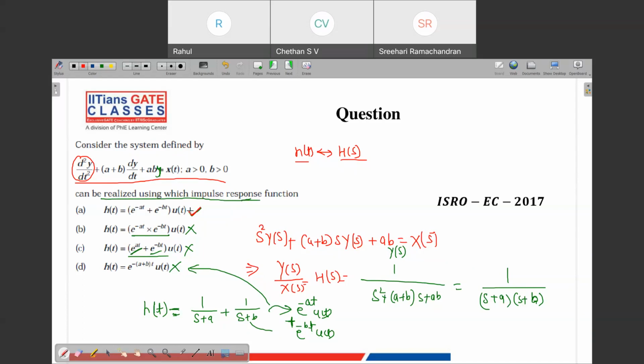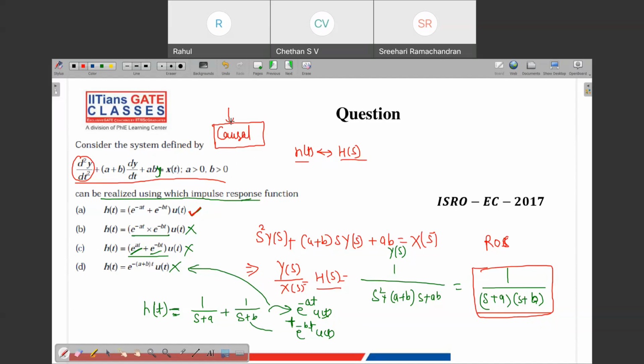Now one question one can ask here is that ROC is not given. We have been given h of s, but ROC is not given. Then how are we calculating the inverse Laplace transform of this? One thing to remember is that whenever you have the Laplace transform and ROC is not given, you always assume that the signal is a causal signal or the system is a causal system. You have to assume this only when ROC is not given. If the ROC is given, don't assume anything.